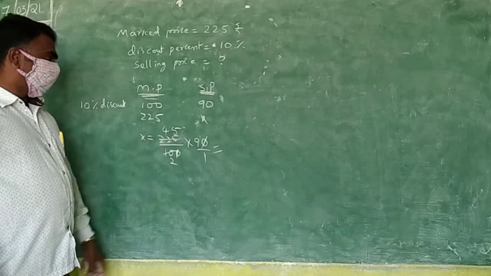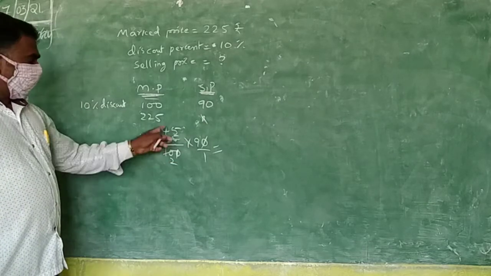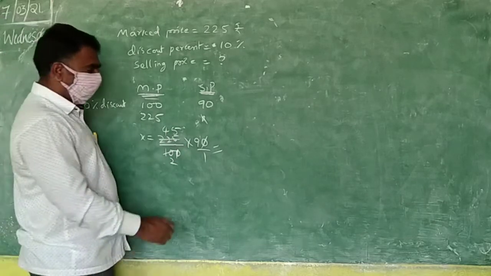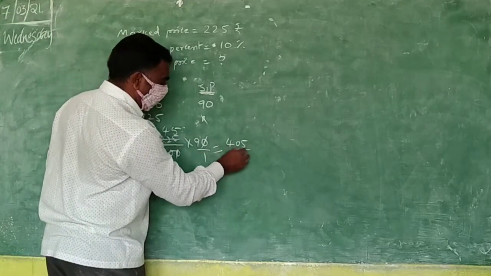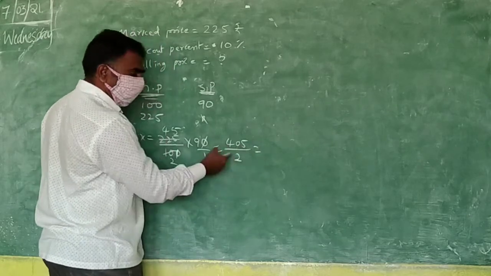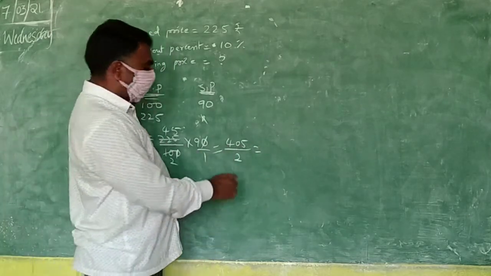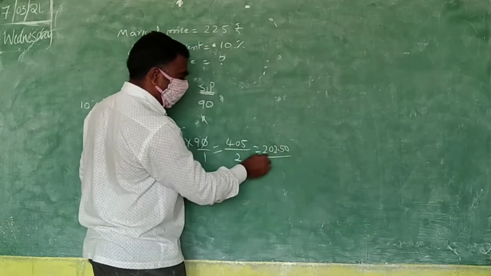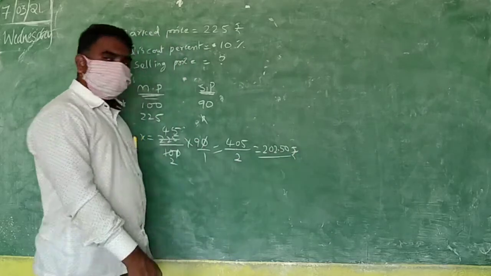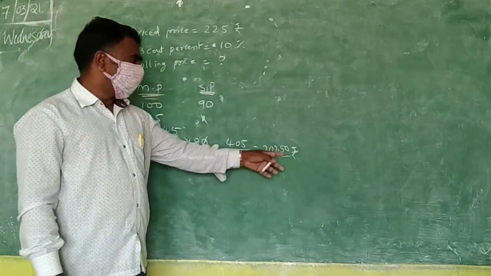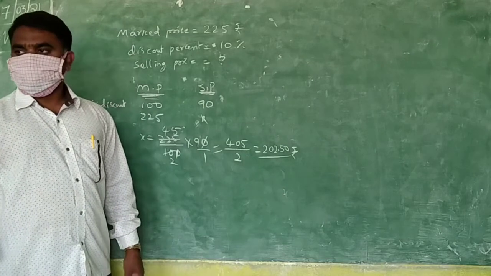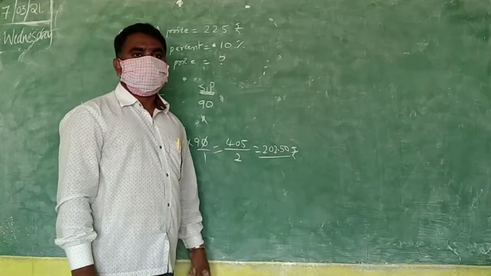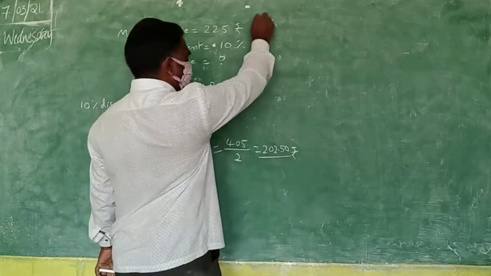Here, 45 9s are 405. 9 40s are 360, 9 5s are 45, means 405. By 2 means half. So what is that? 202 rupees 50 paise. Suppose you know 202 and a half, 202 rupees 50. Since it is money, that's why I have written it this way. I didn't write a fraction, I have written paise. Okay, you understand? Very easy question it is.